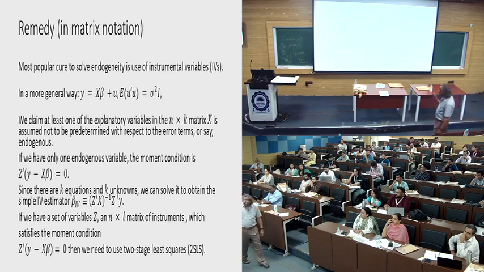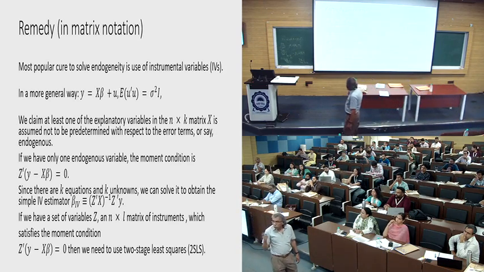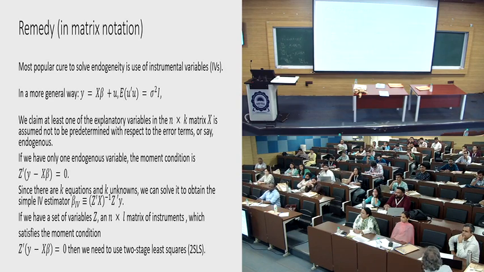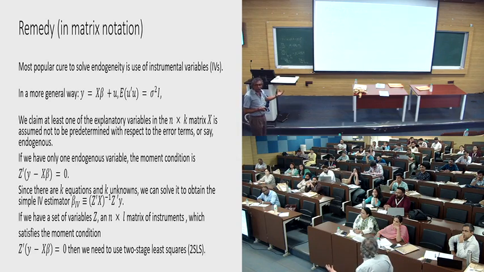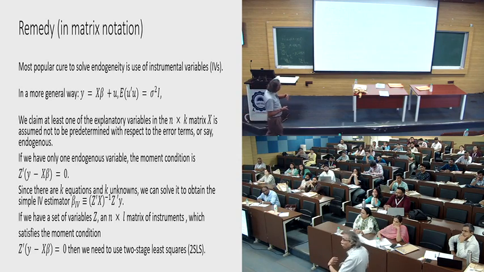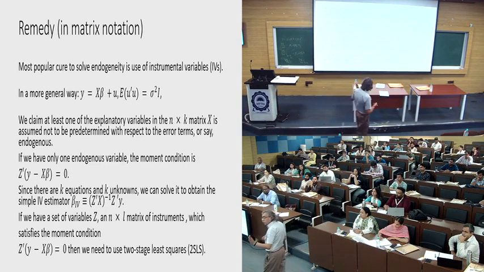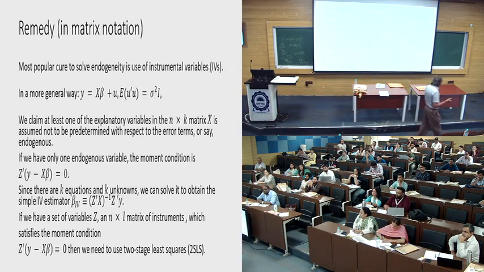Given this, my beta hat IV is going to be equal to Z transpose X inverse Z transpose y. Note, where my original beta hat OLS was X transpose X inverse X transpose y, all the X's are being replaced by Z. If we have a matrix of instruments Z which satisfies the moment condition Z transpose (y minus X beta), which is Z transpose u, we need to use two-stage least squares.